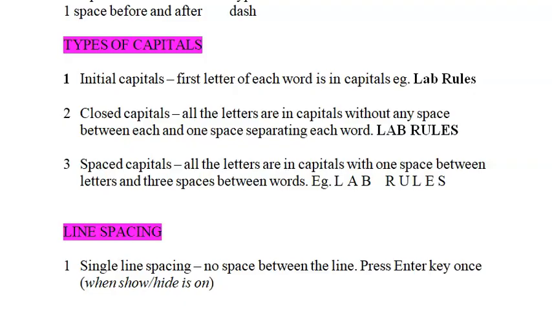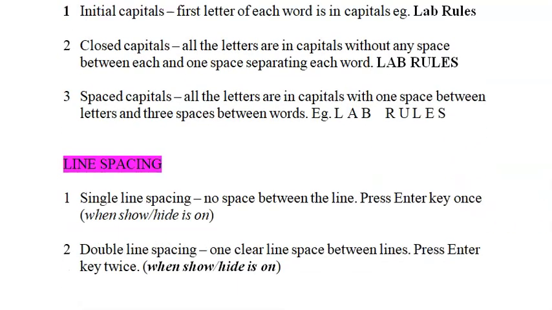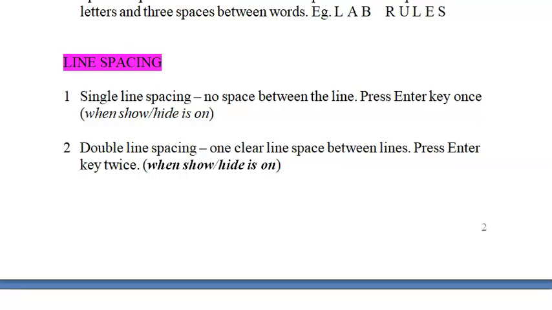All right. And finally, we have spaced capitals, where all the letters are in capitals with 1 space between each letter and 3 spaces between each word, as you can see here. L space A space B, then we have 3 spaces between here. Then we have R space U space L space E space, and then the S. That's a spaced capital. Then we look at line spacing.